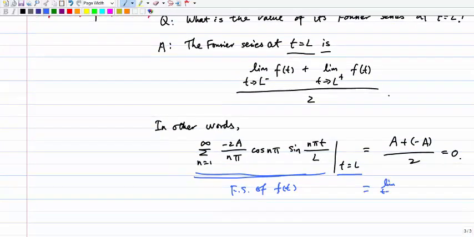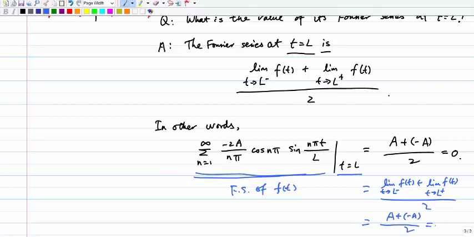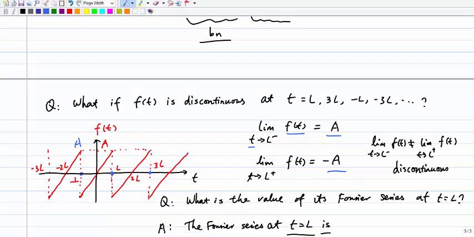The average is the limit as t goes to L minus of f(t) plus the limit as t goes to L plus of f(t), divided by 2, which is A plus negative A, divided by 2, which is 0. So it is different from either of these two, you just average the two. Just remember, if f(t) is discontinuous, the value of its Fourier series at that point is just the average of the two limits, which means the limit from the left hand side and the limit from the right hand side.